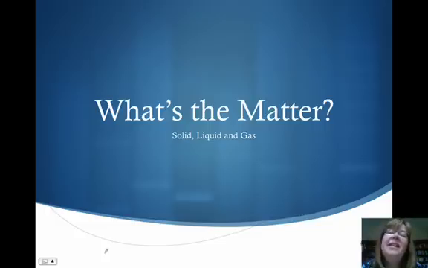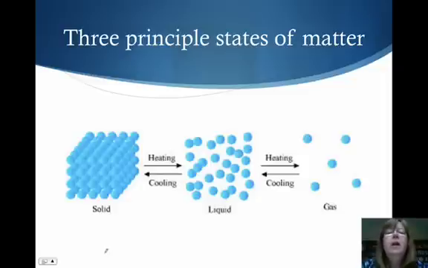Hi, this video is about the three principal states of matter, which are solids, liquids, and gases. What I want you to have in your mind is this visualization of the particles at the molecular level of the solids and the liquids and the gases. And so that's what this picture is here.